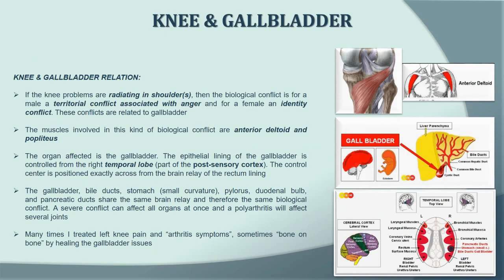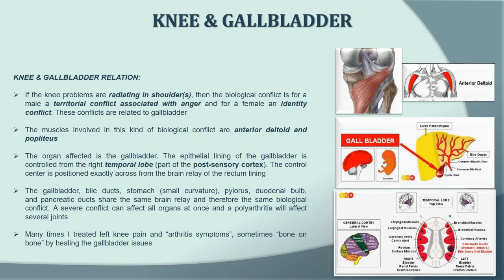Next, what is the relation between your knee and your gallbladder? Well, if the knee problems are radiating in your shoulders, then the biological conflict is, for a male, a territorial conflict associated with anger, and for a female it is an identity conflict, and those conflicts are related to your gallbladder. The muscles involved in this kind of biological conflict are your anterior deltoid and the popliteus. The organ affected is the gallbladder.